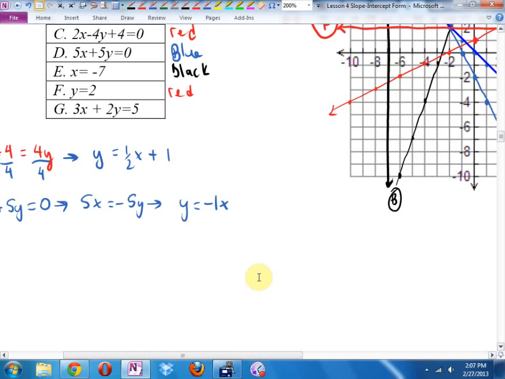Is that line in slope-intercept form? Okay, let's get the y by itself. So let's write G down right here. My original equation is 3x plus 2y equals 5. Now what?